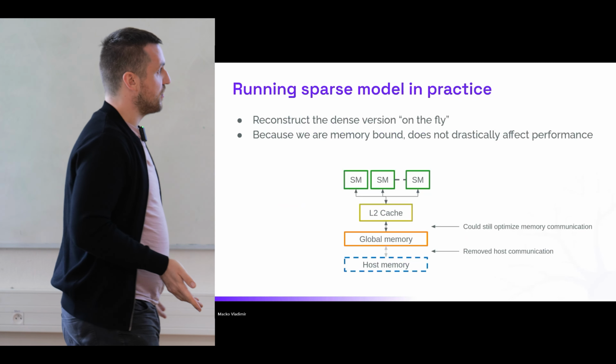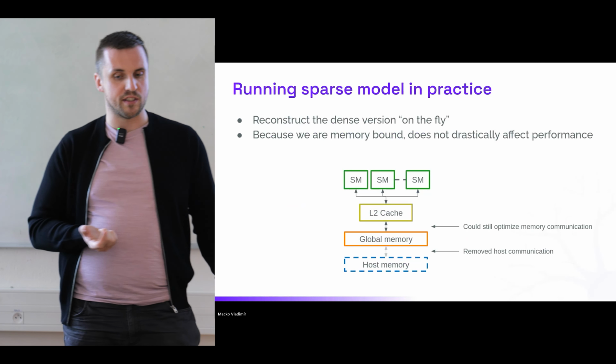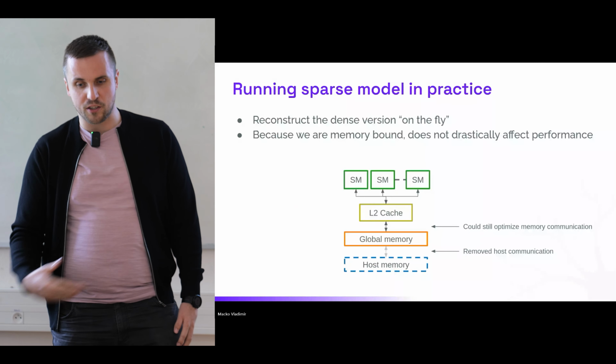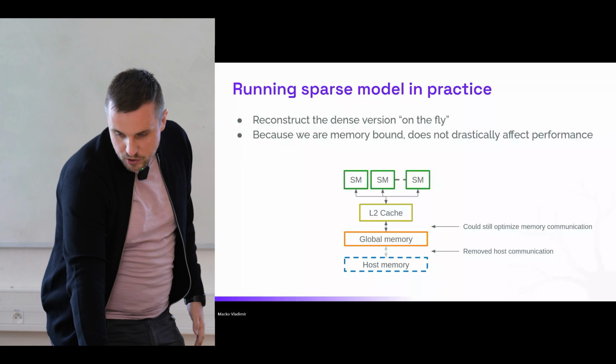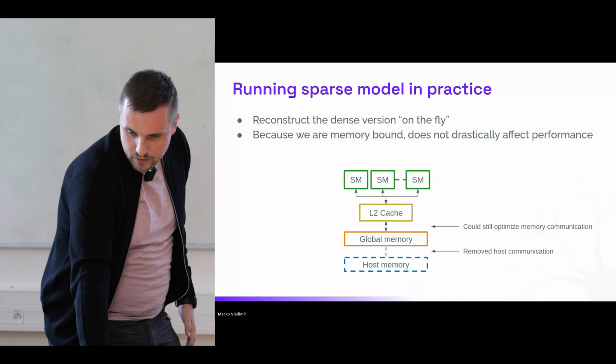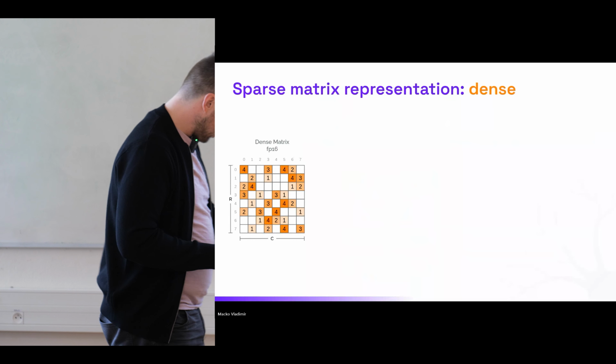However, can we push it further? Could we also decrease the communication between the cache and global memory and make this algorithm even faster by actually implementing fast sparse matrix multiplication? So again, we need to go deeper.